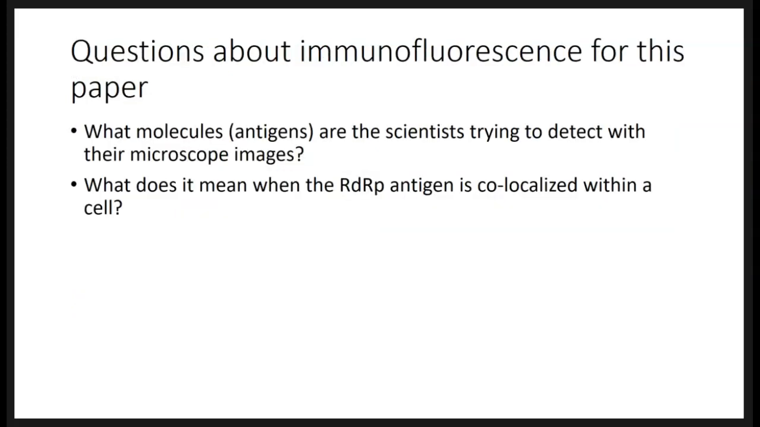So think about these questions when you're looking at those immunofluorescence experiments in this paper. What molecule or antigen are the scientists trying to detect with the microscope images? And what does it mean when the RNA-dependent RNA polymerase antigen is co-localized within a cell?